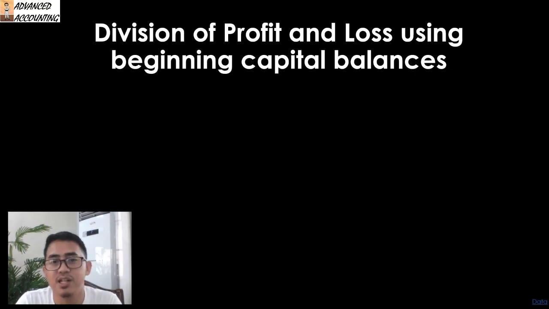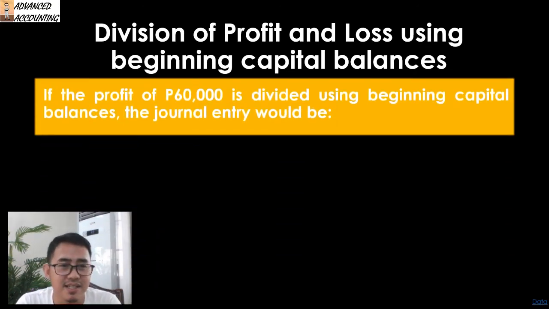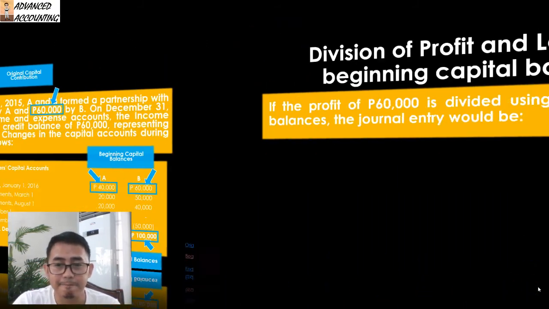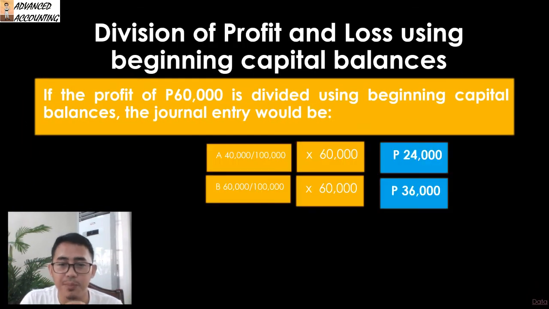Okay, division of profits and loss using beginning capital balances. So if the profit of 60,000 is divided using beginning capital balances, the journal entry would be, okay, let's go back to the data from a while ago. Since we are using beginning balances now, how much is the beginning balance of A? It is 40,000 right here. And how much is the beginning capital of B? It's 60,000. Okay, 40,000 and 60,000. Let's go back.